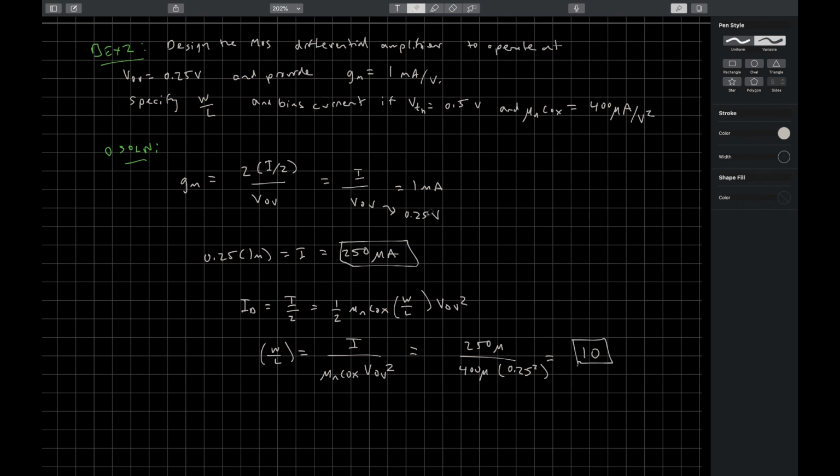And that is my final answer. I needed the aspect ratio and the bias current. I found both things. And that is an example of doing amplifier design with a differential pair.